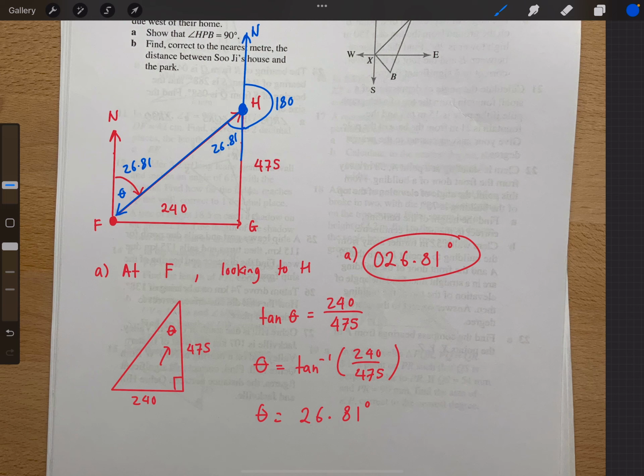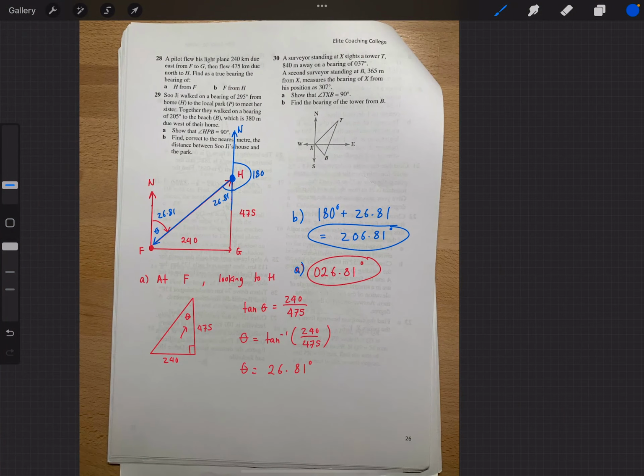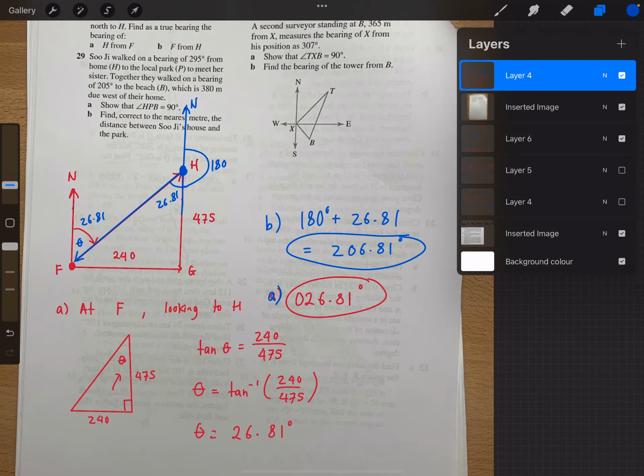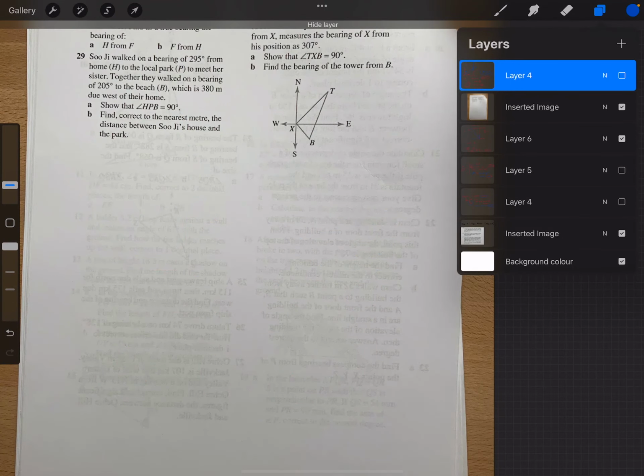So this is question A, and question B is going to be 180 degrees plus 26.81. And that's going to give me 206.81 degrees. There's your answer for B. Okay, I'm going to get rid of this. So pause the video if you need to. Next question.